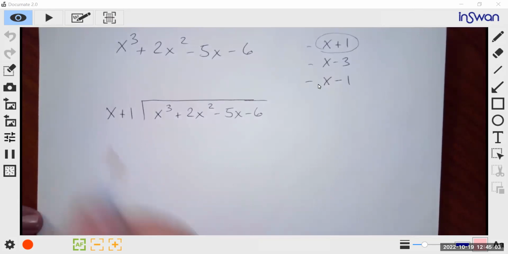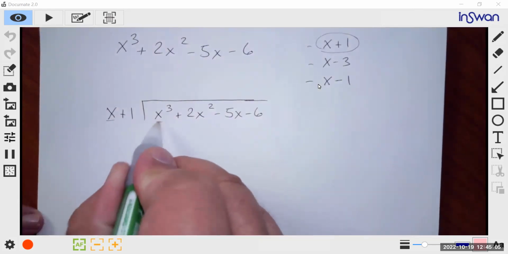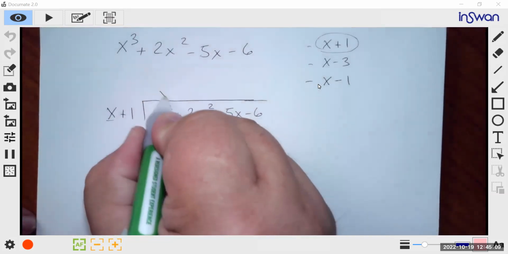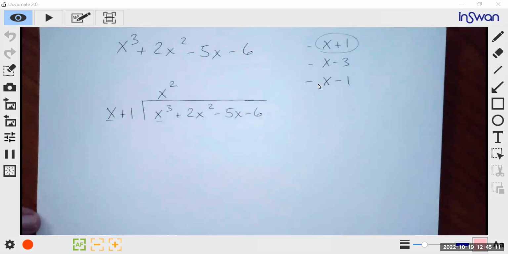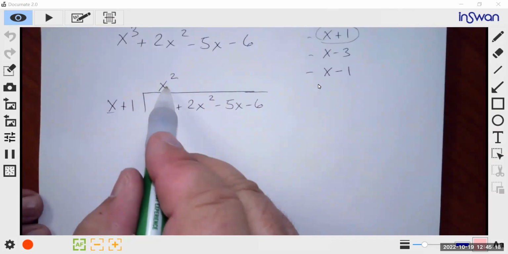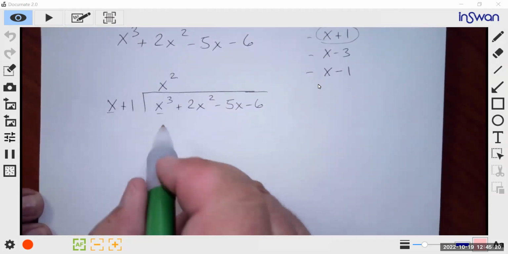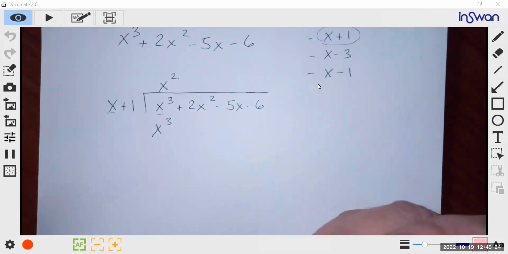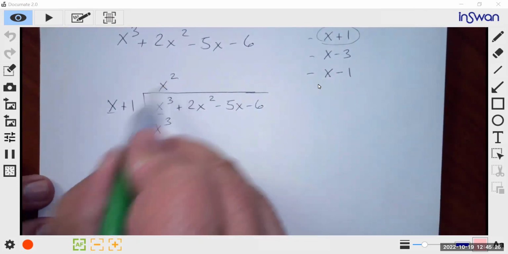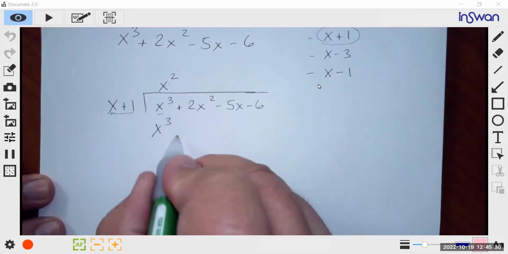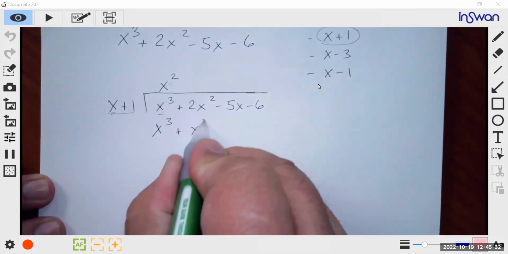So we look at the leading terms. What times x gives me x cubed? X squared. Here's how you test it: if I go x squared times x cubed, if these two don't cancel, then I did it wrong. So I multiply it to both of these. X squared times x is x cubed. X squared times 1 is positive x squared.